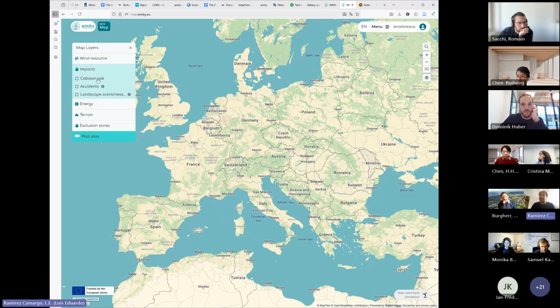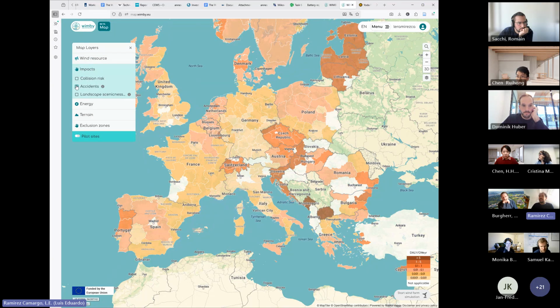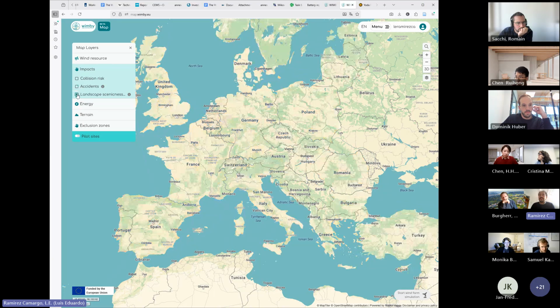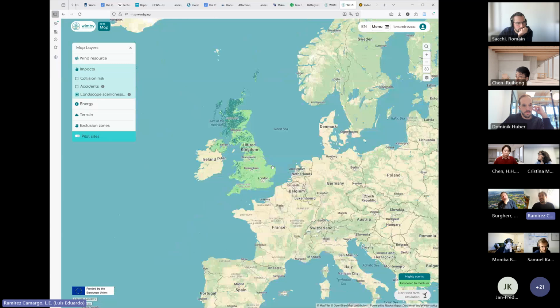Very related to what we saw before, we have multiple things, but we have, for instance, also the accidents map of Peter Burger, presented here with the units in DALIs, and all the numbers that you saw before are also reflected here for the entire continent. We also have the landscape scenicness for the United Kingdom, the place that is best validated, as you saw from the presentation of Ricky. Sorry, Ricky, I know you as Ricky, and you will stay Ricky for the long term.